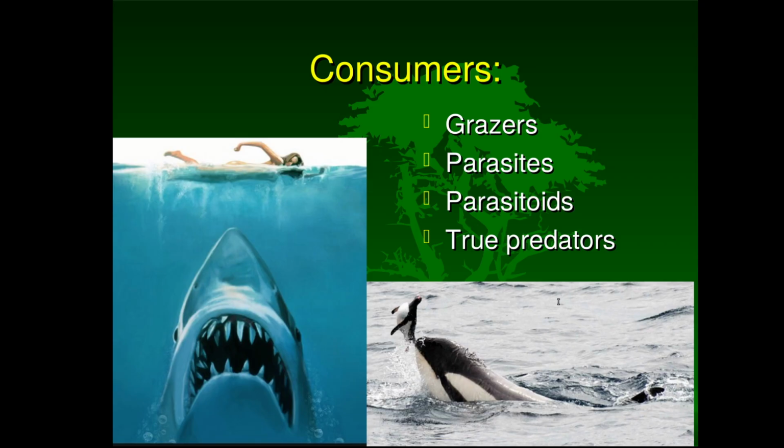So true predators don't live in or on the bodies of their resource, which is called the prey. Rather, they just consume it, and in the process of consuming, almost always kill it. Top predators in the marine environment are sharks and killer whales or orcas.